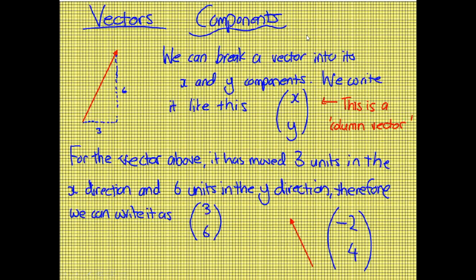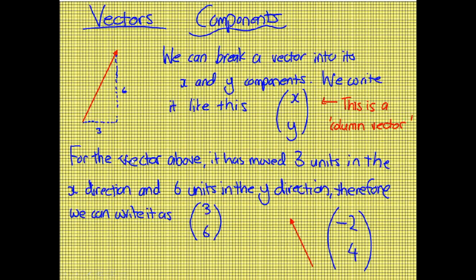So we can break a vector into its X and Y components. Here's a little picture of a vector. Here's our red vector. Its X component is the horizontal movement. Going from this point to this point, it's moved 3 units in the positive horizontal direction. So X would be 3, and 6 units in the positive Y direction. Sometimes it's drawn on graph paper, so you can just count the units.